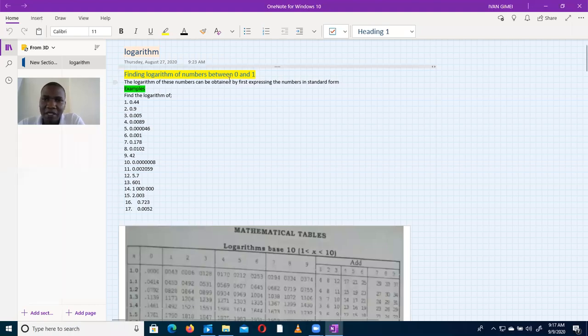Finding the logarithm of numbers between 0 and 1, we shall first have to express these numbers in standard form, just like the way we did with the numbers above 10. So here's an example. There are very many of them. We shall do some, and the others will be assignments. Like I said, when you have the video, you can pause and copy the work and try it out, transfer it to your books. So the logarithm of these numbers can be obtained by first expressing the numbers in standard form.